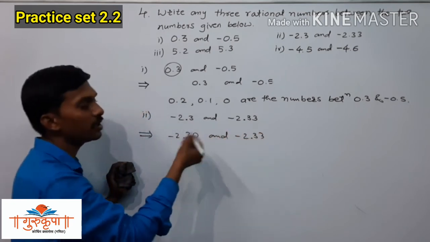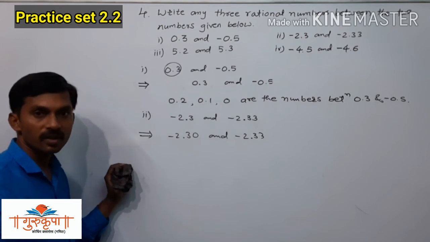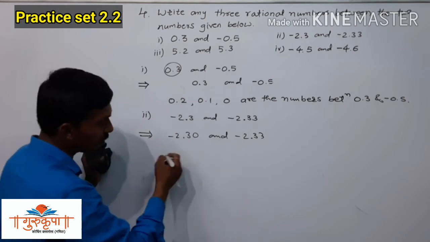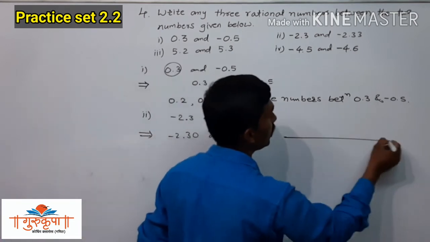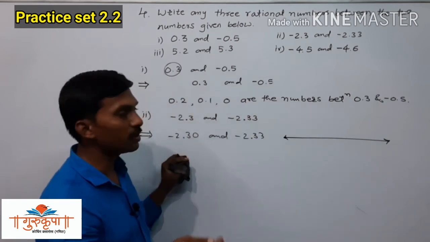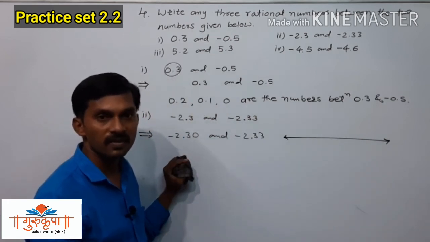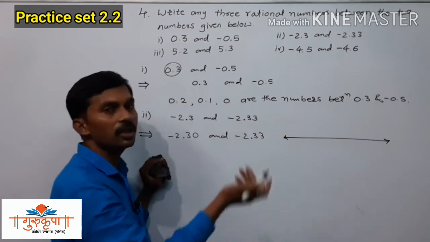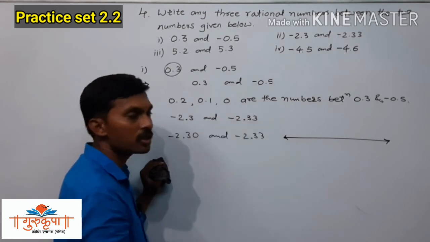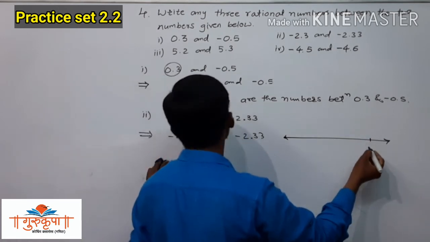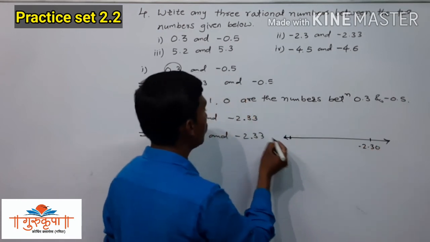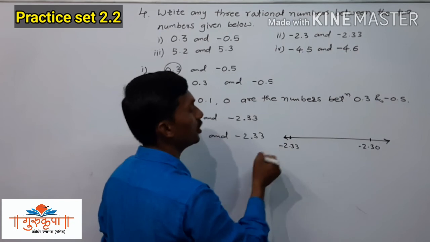Now you can easily write the numbers between these two. So put these two numbers on the number line. No need to draw the number line here; this is for your information only. But to know which number is greater and which one is smaller, we have to use the number line. Here minus 2.30 is the greater number, and minus 2.33 is the smaller one. So we take the bigger number on the right side, that is minus 2.30, and we take the smallest number, that is minus 2.33.